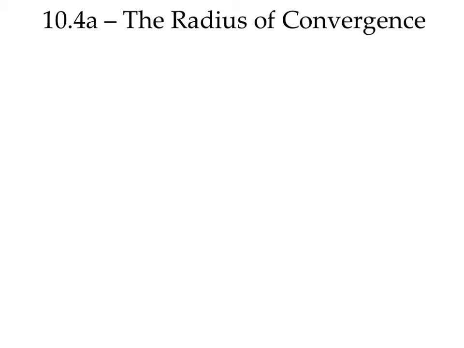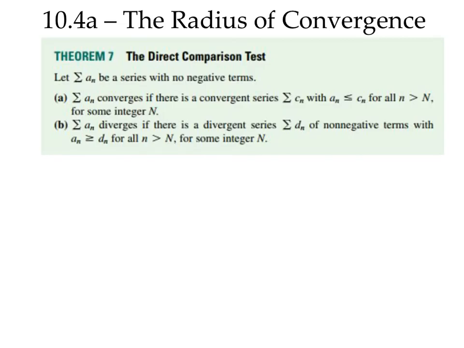These are series which have no negative terms. All the terms are either 0 or positive. And it allows us to determine convergence or divergence by comparing the two series term by term. So here's our theorem, the direct comparison test. Let the sum of an be a series with no negative terms. All the terms are either positive or 0. Sum of an will converge if there's a convergent series Cn that's larger than it.